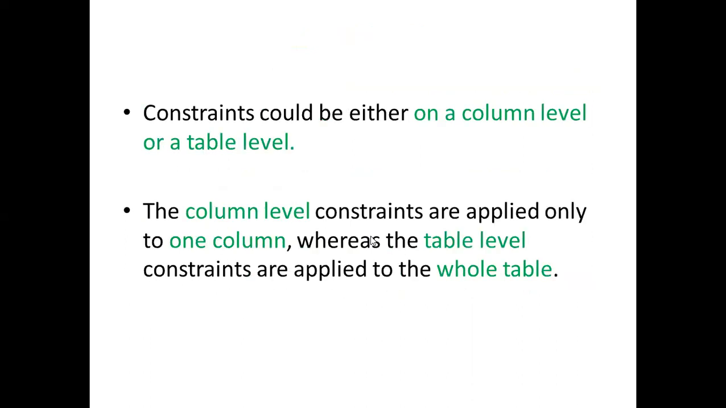database. Constraints could be either on a column level or table level. Column level constraints are applied only to one column at a time, whereas table level constraints are applied to the whole table. So, as I already told you, a constraint is nothing but a rule, regulation or condition. If you put that condition on a column, then it is called a column level constraint. If we put that condition on a whole table, then it is called a table level constraint.